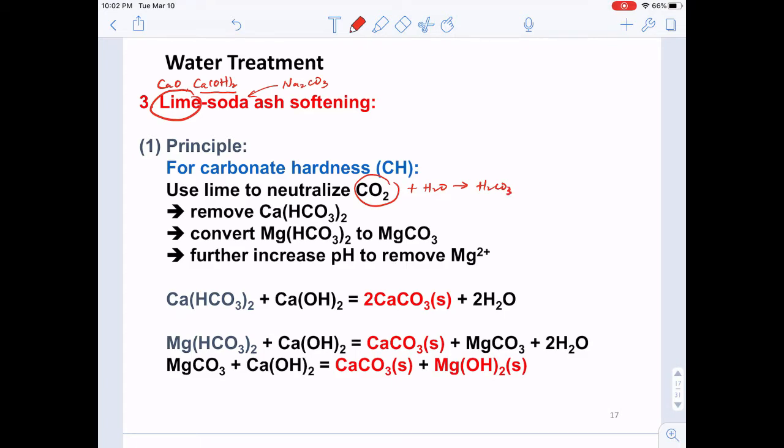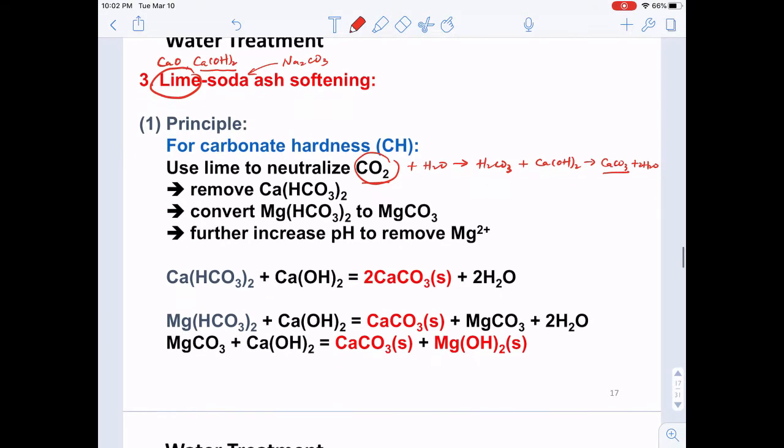right? So what the lime does is basically react with the carbonic acid to form calcium carbonate and water. So you can see that it first neutralizes the carbon dioxide from the water, and then it starts to deal with all of those ions in the water. Then it's going to remove the calcium bicarbonate, which can react with the calcium hydroxide to form two calcium carbonates, and further it converts the magnesium bicarbonate into magnesium carbonate.